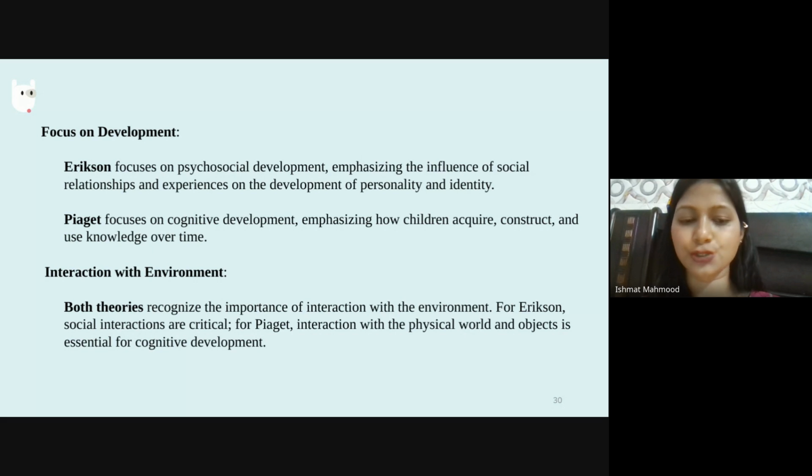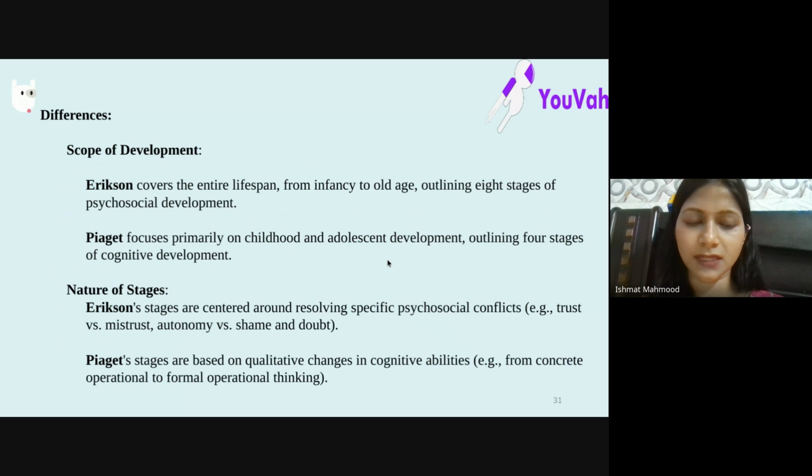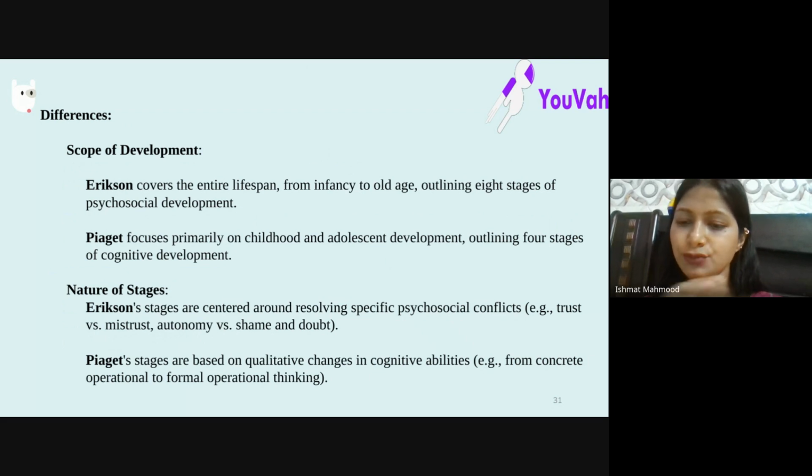For Erikson, social interactions are critical, and for Piaget, interaction with the physical world and objects is essential for cognitive development, right? And here are the differences. Erikson में क्या था, it covers the lifespan, the entire lifespan, whereas Piaget में सिर्फ क्या था, एक childhood school गोइंग बच्चों के लिए और एंड एडोलेसेंट डेवलपमेंट के लिए उससे बस कॉग्निटिव के 4 स्टेजेस बताए.